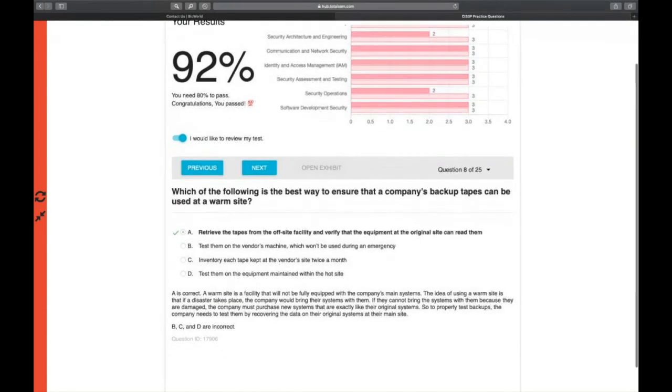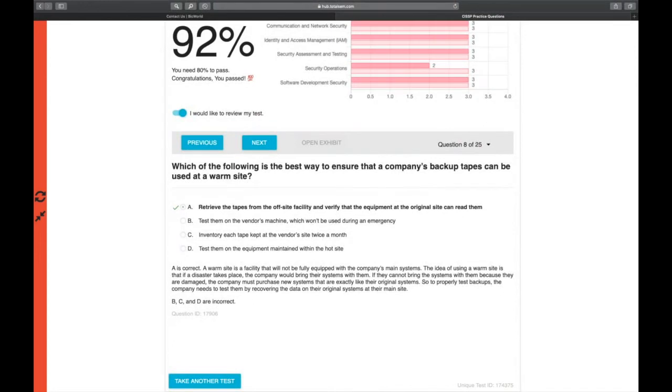Oh, we got this one right. Yeah, this one was a bit tricky, the wording of it, but a warm site is a facility that will not be fully equipped with the company's main systems. The idea of using a warm site is that if a disaster takes place, the company would bring their systems with them.